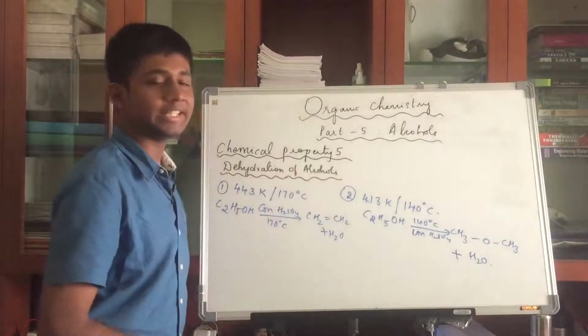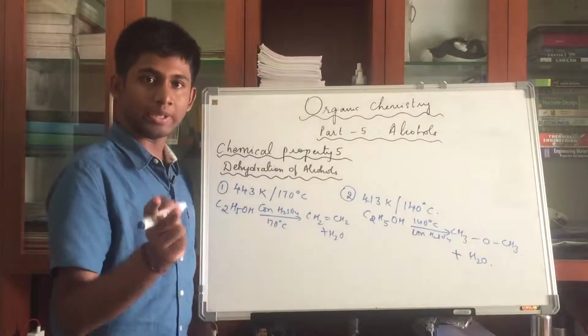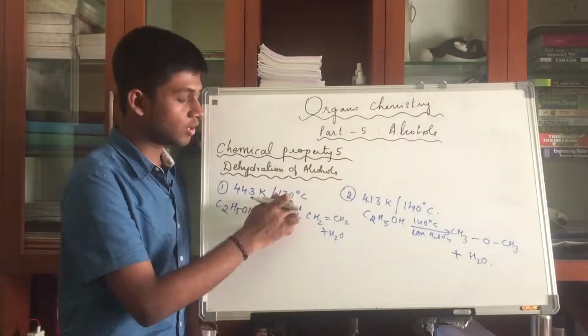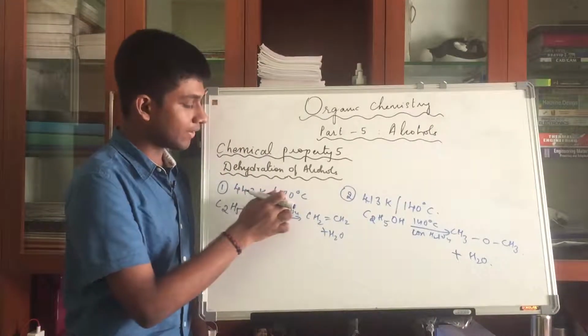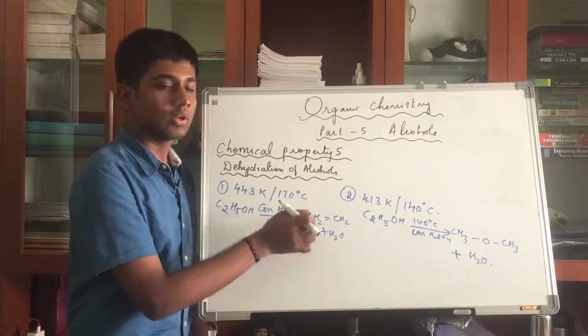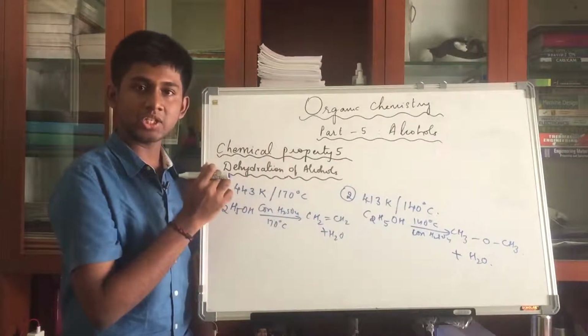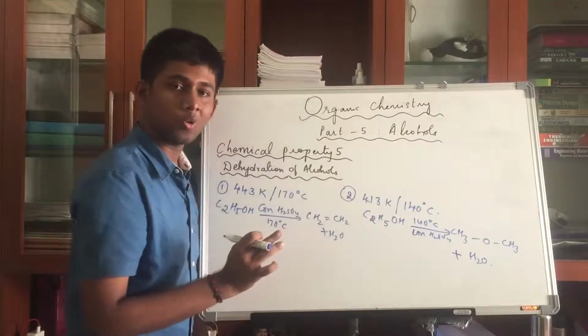So this is dehydration of alcohols, where there are two cases. One is 443 Kelvin or 170 degrees Celsius. If it is 170 degrees Celsius, you will get an alkene. And the next is 140 degrees Celsius, where you will get CH3OCH3.